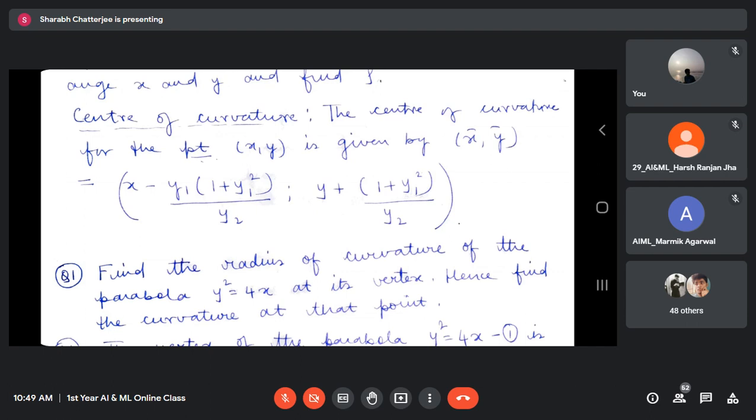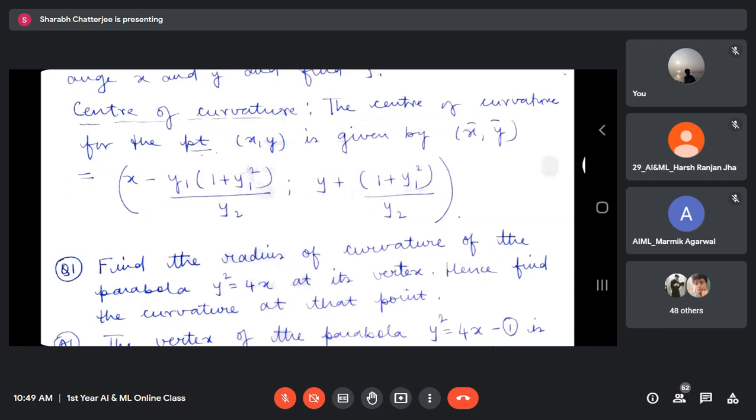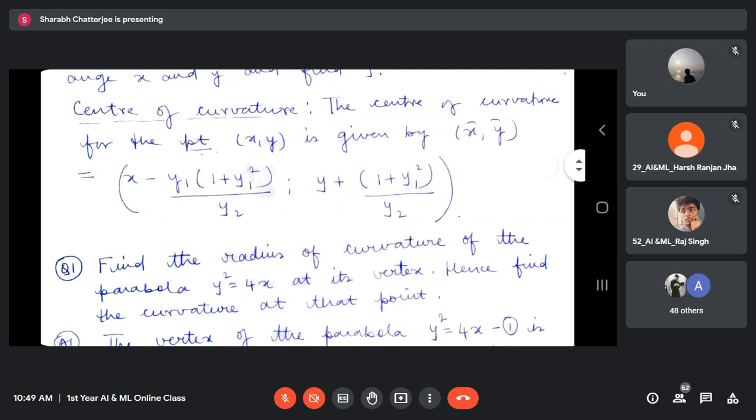Chalo. So we have to find the radius of curvature of this parabola at the vertex. At every point, the curvature will be different, right? You know the shape of a parabola, isn't it? At every point the bending is different. So we have to find the radius of curvature at the tip, at the vertex. Hence, find the curvature.